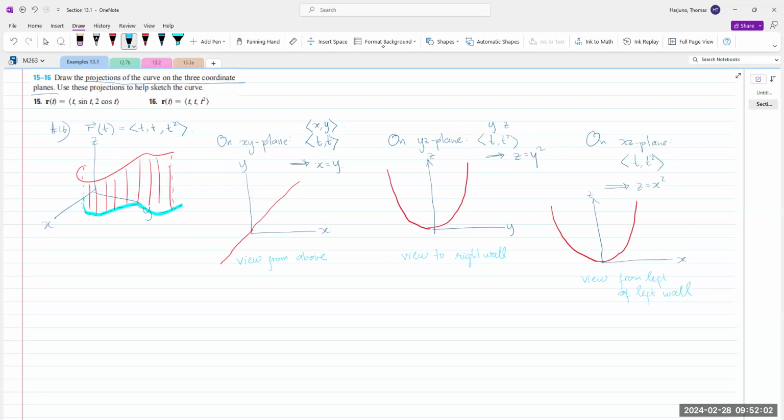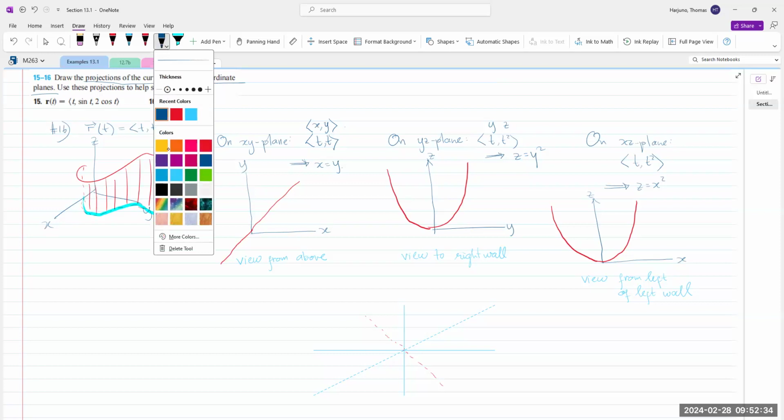Now, if I try to put things together, then it seems like the ground shadow should be somewhere like this. That's the ground shadow on the XY plane. Yet the graph will look like, let me use maybe a black color and make it thicker, it will look like this.